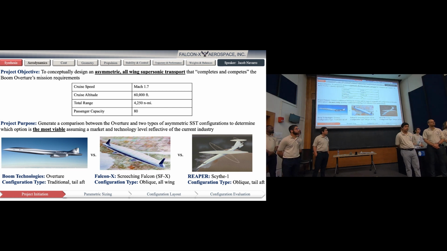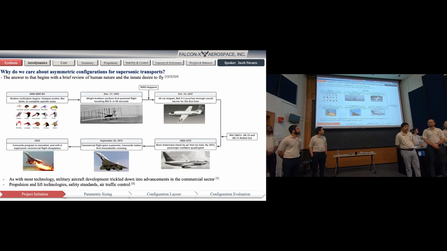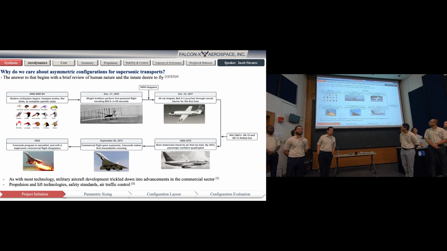Now these two vehicles are asymmetric, and I'll explain that in a second. So why do we care about asymmetric configurations in the first place? The answer begins with a very brief review of human history. We weren't always able to fly. Eventually we got there, thankfully, but it was a long journey. As you can see, we go from being jealous of the birds, to getting off the ground, to breaking the sound barrier. Eventually, flight becomes commercial. It becomes commercial subsonic first, but after around 20 years of development, the Concorde comes about. In 2003, the Concorde retires, and with it, supersonic transports disappear from the market.